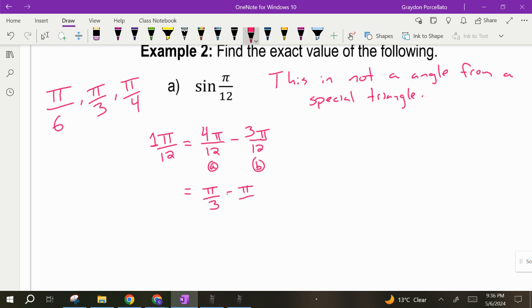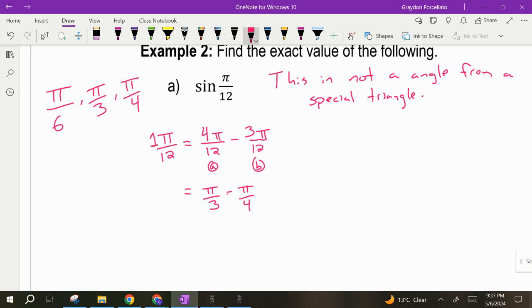And actually, 4 pi over 12 simplifies to pi over 3, and 3 pi over 12 simplifies to pi over 4. Divide by 4, yeah, divide by 3, yeah. Okay, so we can see that, right?